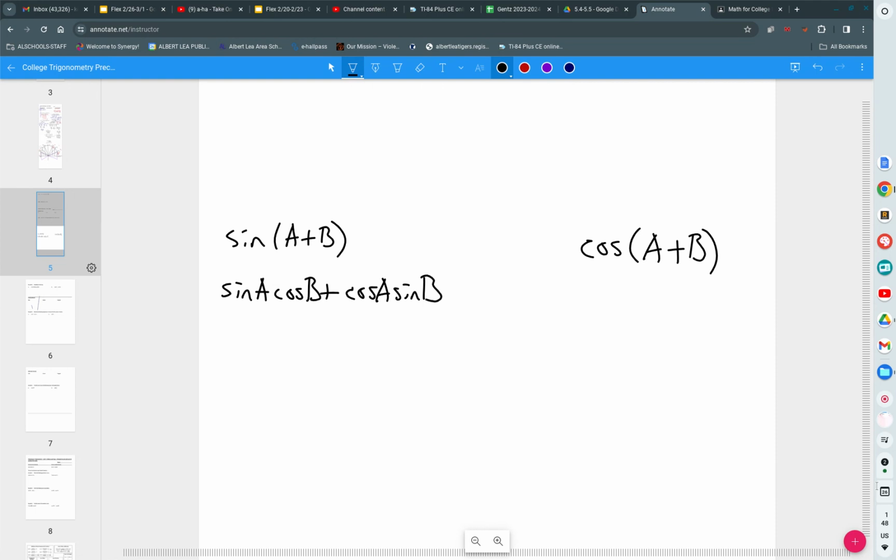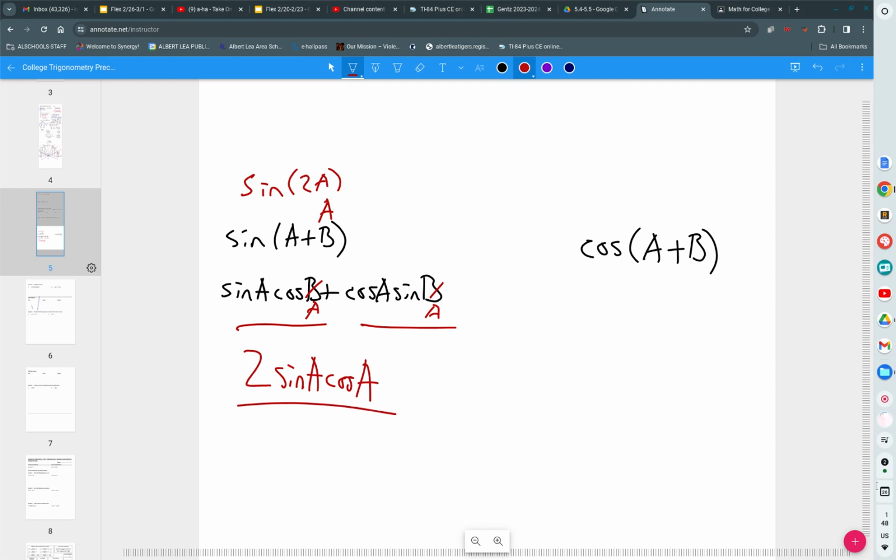Well, today's question is, what if a and b are the same? So what if we replace b with a? Then all of a sudden this becomes cosine of a and this becomes sine of a, right? Well, aren't those two things exactly the same then? So you just get two of those. So if it's sine of two a's, or a double angle, it can be simplified to that. You have to write that down. We're going to do that together in a little bit.